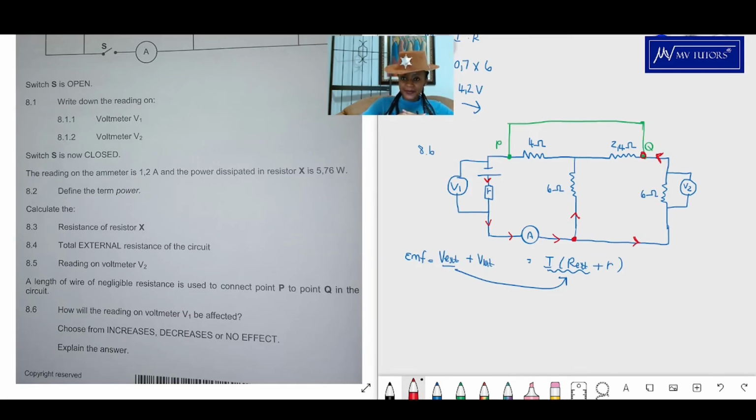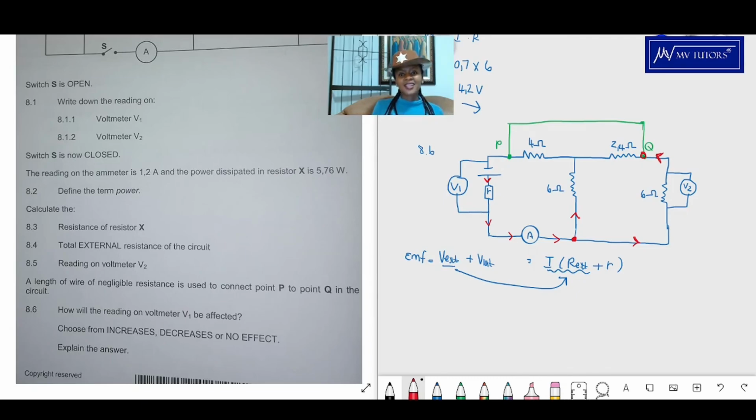Thinking about it, do you think this current will want to go through this resistor? Remember, resistance is self-explanatory. It is resistance for that current. It's resistance to movement. So once the current comes to the resistor, it's difficult to go through. It's impeding its motion.